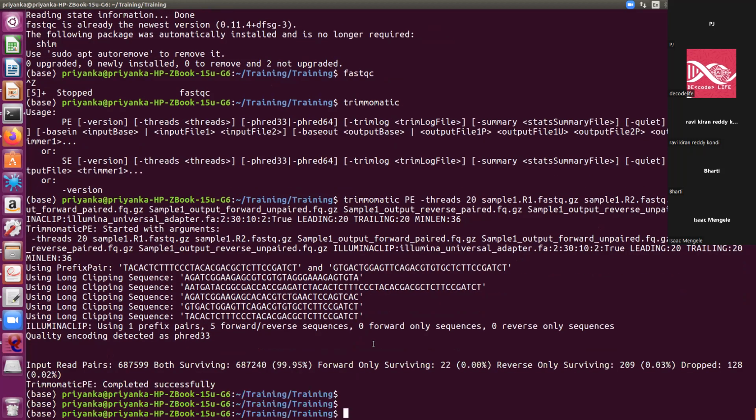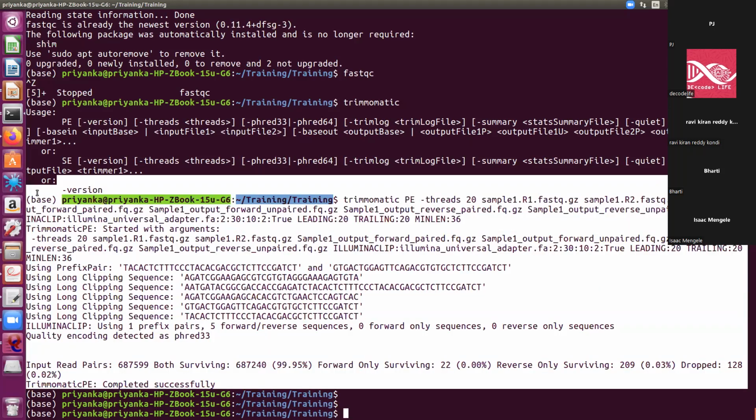Now the output shows the number of input reads we gave, 68,687,599. The reads which survived as both, meaning both forward and reverse, were around 99%, and only forward surviving was 0%, meaning the majority of the forward reads had their pair. Only reverse surviving are 209, which is 0.03%, and dropped reads are 128, and the Trimmomatic run is complete.